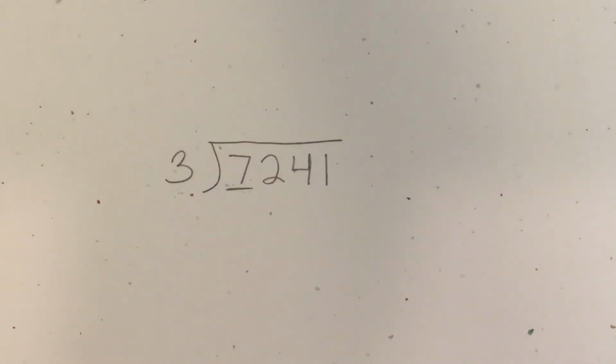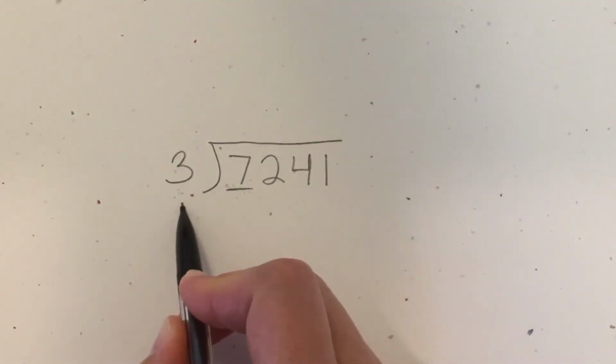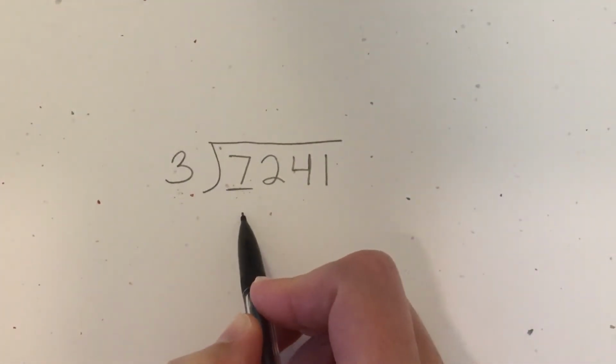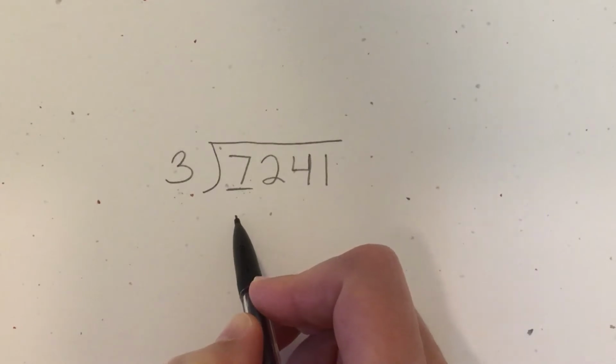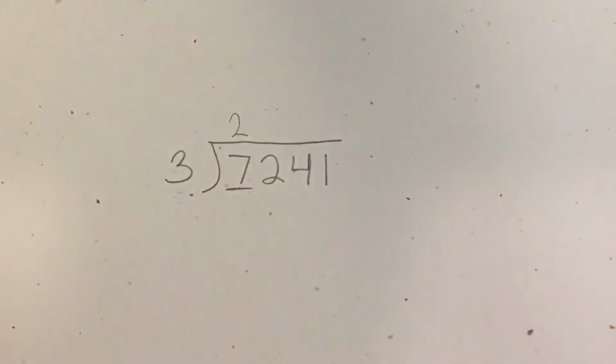Okay, so let's do our best dad voices. How many times does 3 go into 7? So thinking about how many times, or 3 times what, will get me close to 7 without going over. And that is 2. So I'm going to put the 2 up at the top there.